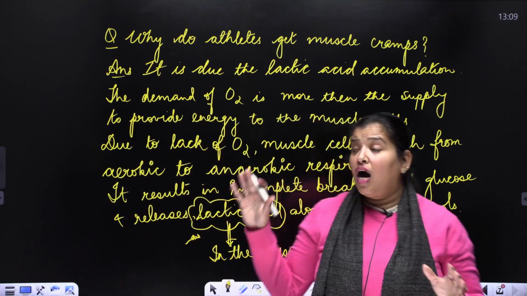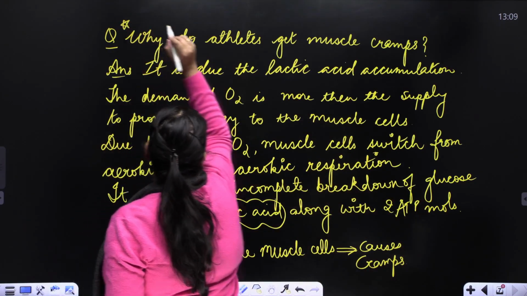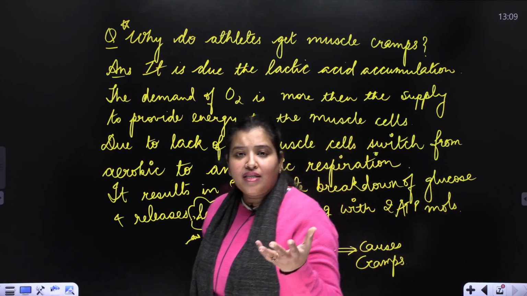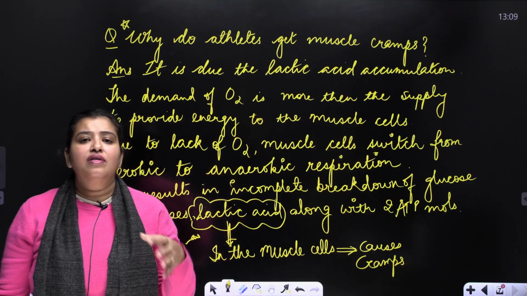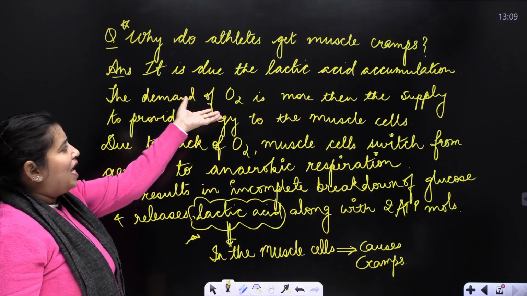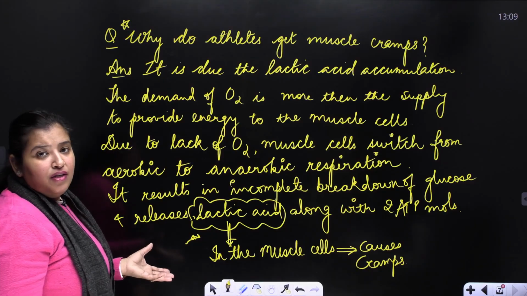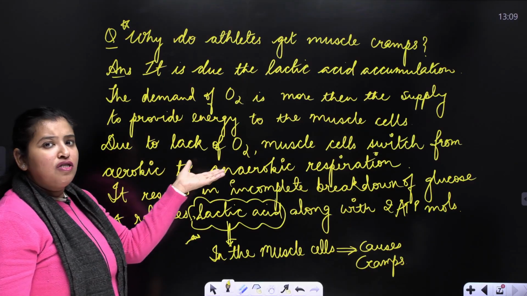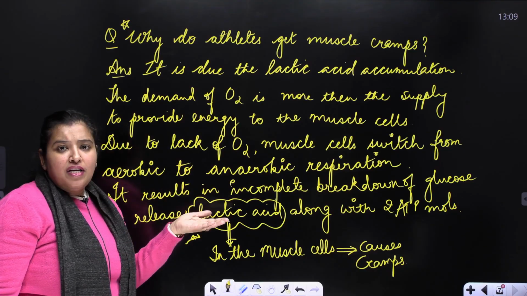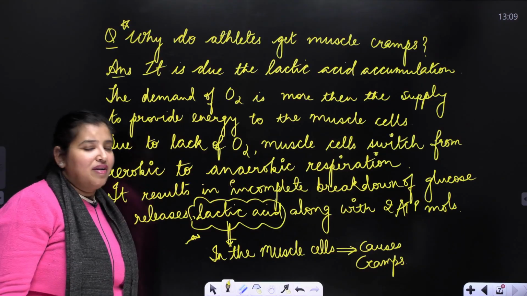This is the complete answer that you should know. Why do athletes get muscle cramps? Or it can be asked, why do we get cramps after vigorous activity? Because of accumulation of this lactic acid. And then you have to explain the whole process. But what is happening? You have to tell that anaerobic respiration is taking place. Our body was doing aerobic, but because of the increased activity, they have to switch to anaerobic respiration.